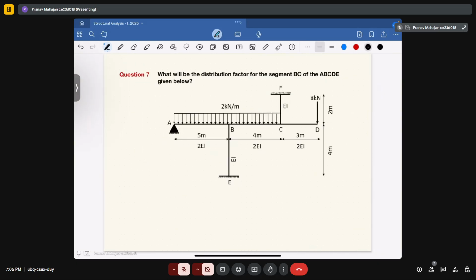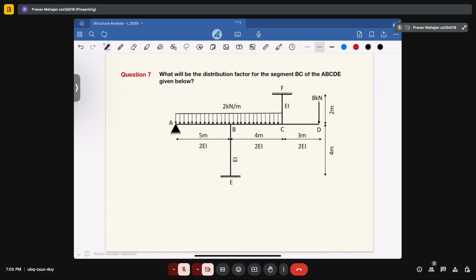Okay, so let's see what is the other question. Now the other question, you have a frame element. You have to calculate the distribution factor for segment BC. Okay, so let's solve this question. In this question, we first find the stiffness coefficient. Okay, so how will we do that?